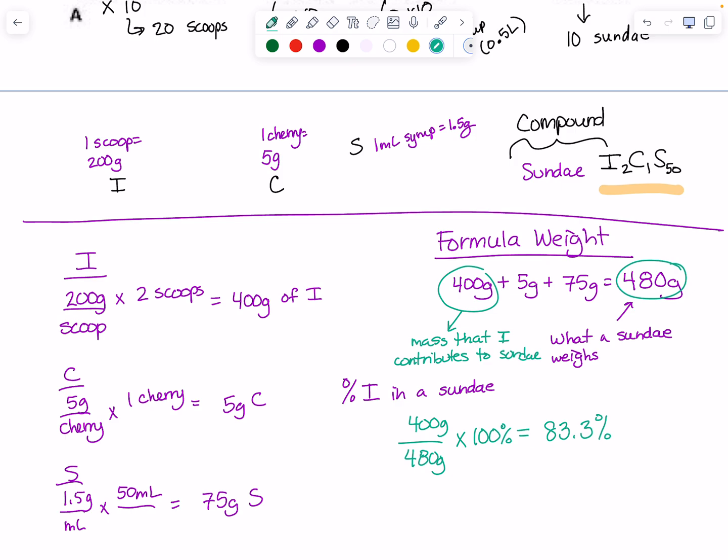For practicing before next class, figure out what the mass percent of a cherry and the mass percent of the syrup is. Then we're going to start next class by calculating the mass of a chemical compound and the percent composition of each thing. And then we will go in the other direction. For this chapter, we're going to do calculations in one direction, then we're going to do them in the other direction. If what we can weigh is the mass of each thing, how can we figure out the formula?